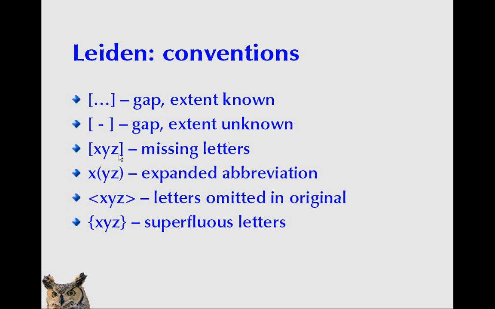They could indicate missing letters. They could use parentheses and indicate that there were abbreviations, and they wanted to show what they thought was the expansion of that abbreviation. There might be letters omitted from the original. There might be letters that were actually superfluous. And so the thing we're going to focus on mostly are these square braces, because that's the next part of our story.